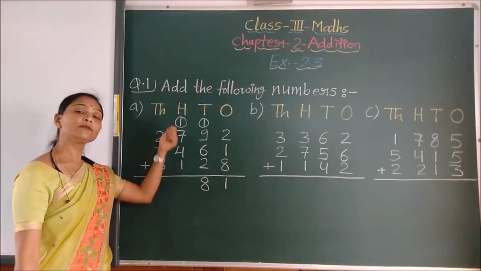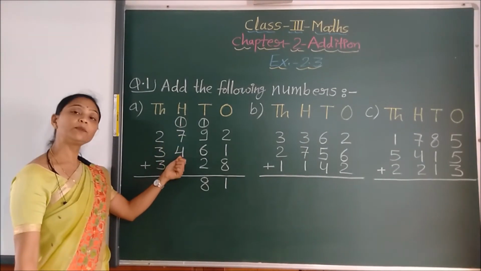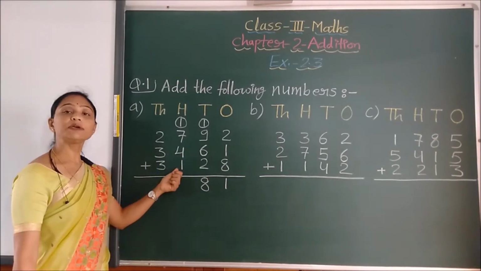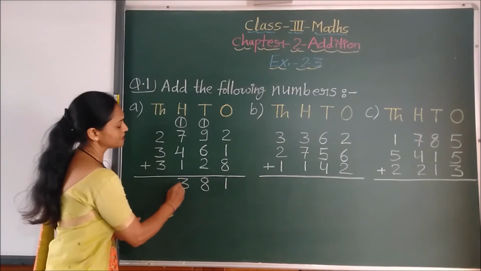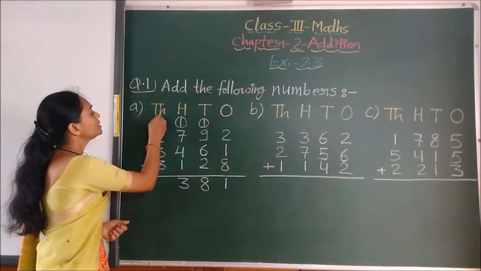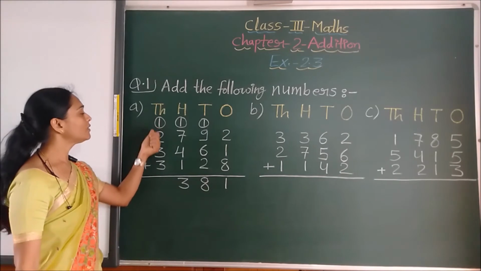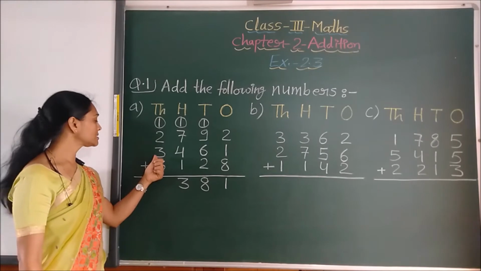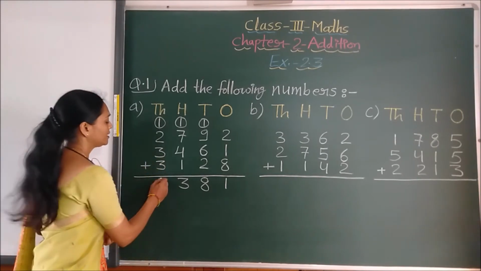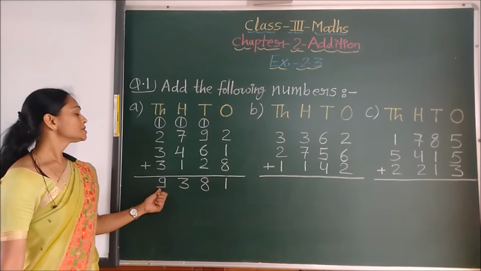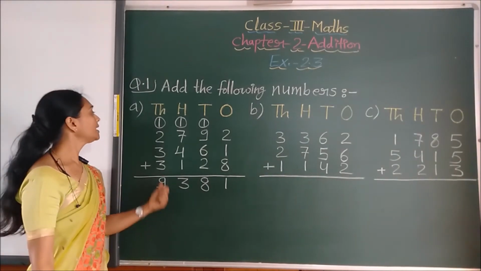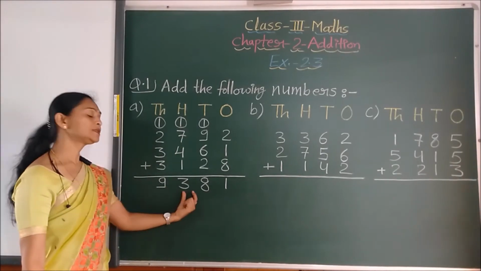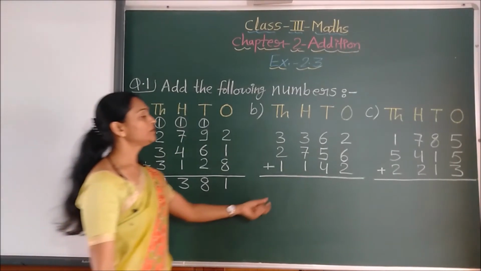Now 1 plus 7, 8, and 8 plus 4, 12, and then 12 plus 1, 13. So we have to write here 3 and 1 carry over again on the thousands place. Now 1 plus 2, 3, and 3 plus 3, 6, and 6 plus 3, 9. So we got here 9. So this way we got this number, 9,381. Now we will solve this one.